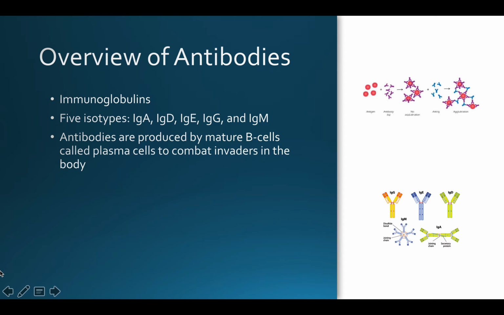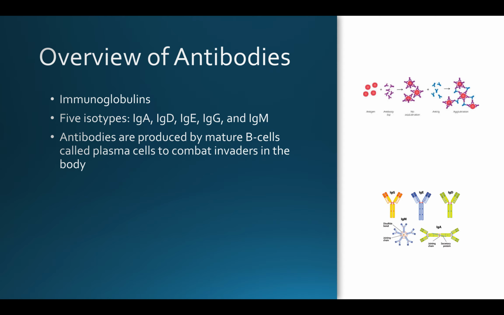To start off with an overview, antibodies are called immunoglobulins, and there are 5 different isotypes of antibodies. The first one is IgA, which is found in blood serum, nasal mucus, saliva, and breast milk, mostly most of your body fluids. And it can be passed from mom to kid through breast milk and help the baby's immune system early on.